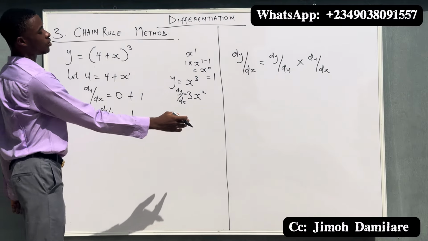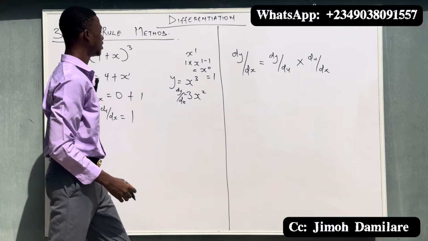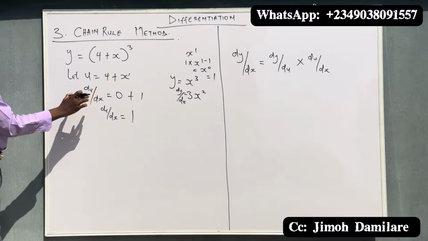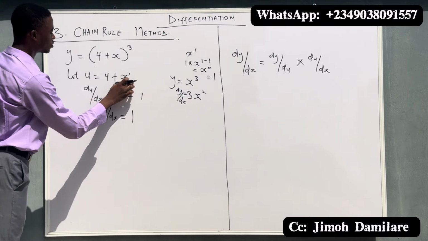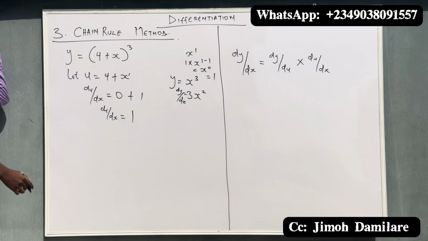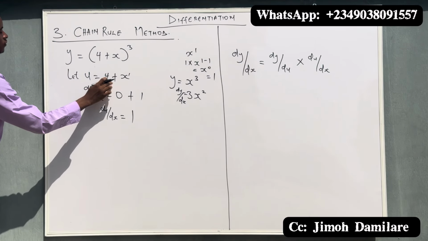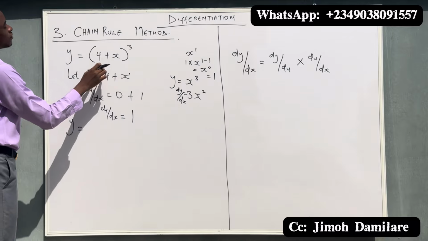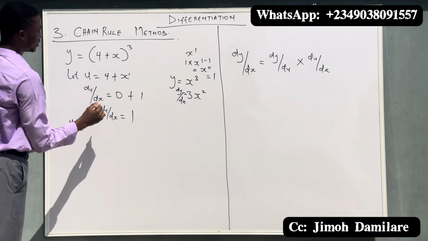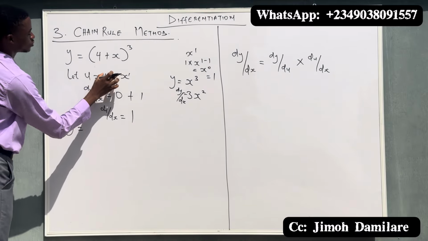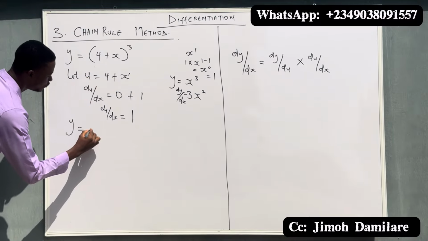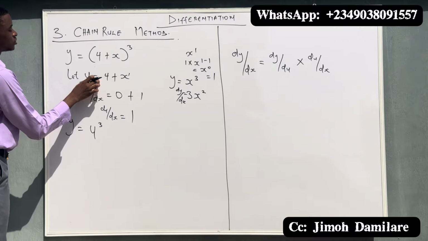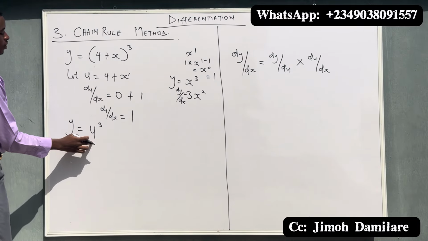So we have gotten our du over dx. It is just as simple as making u equal to everything you have in the bracket and differentiating u with respect to x. The next step: we know that u is equal to 4 plus x. So we can now say y equals, instead of writing 4 plus x raised to power 3, we can substitute 4 plus x with u. So we have u raised to power 3, because our 4 plus x is equal to u.